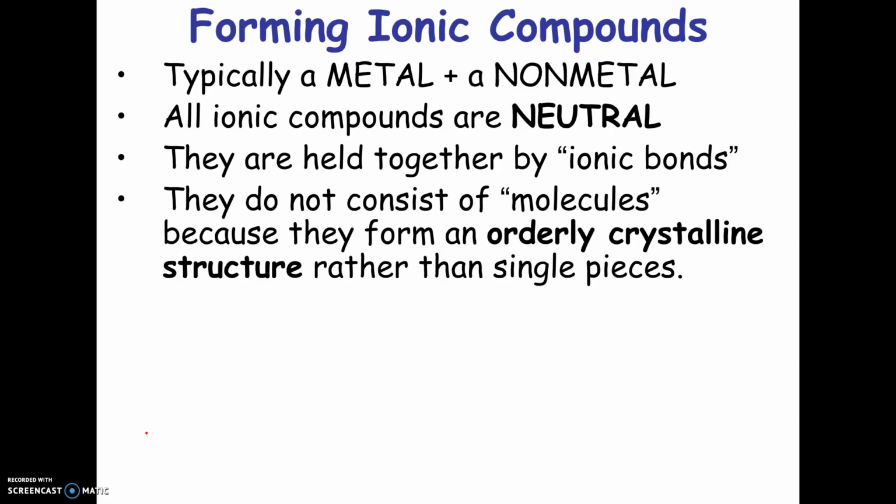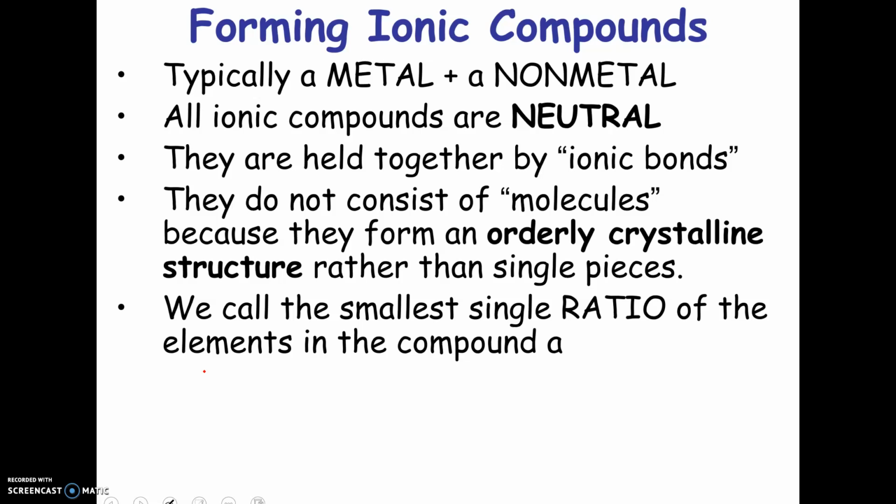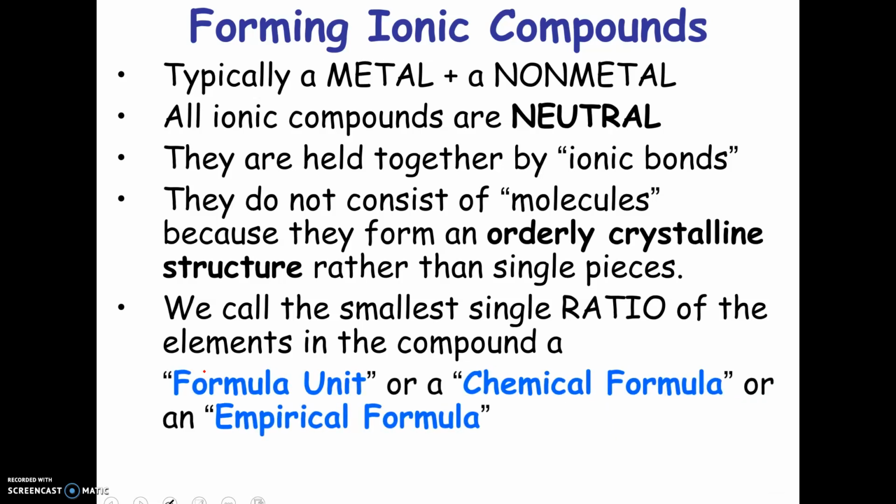If you see something that's a gas, carbon dioxide, it can't be an ionic compound because it's a gas at room temperature. Water can't be an ionic compound because it's a liquid at room temperature. All ionic compounds are crystalline solids at room temperature. Now, it's not true the other way around. Not every solid is ionic, but every liquid and gas is definitely not ionic. We call the smallest ratio a formula unit. It's the smallest whole number ratio for an ionic compound.